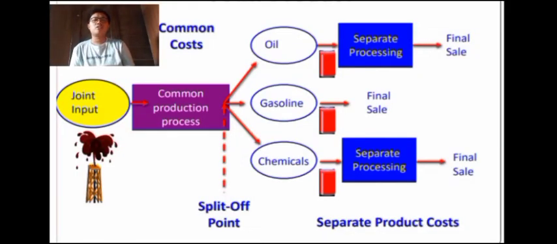So let's take a look at the diagram. Here we can see that there is a joint input with common production processes. But at the split off point, several separate products emerge, such as oil, gasoline, and chemicals, which can be sold.